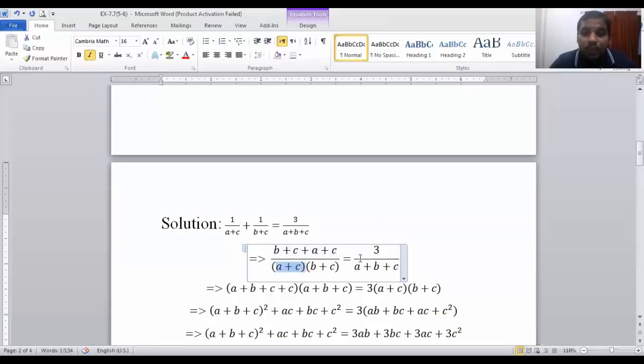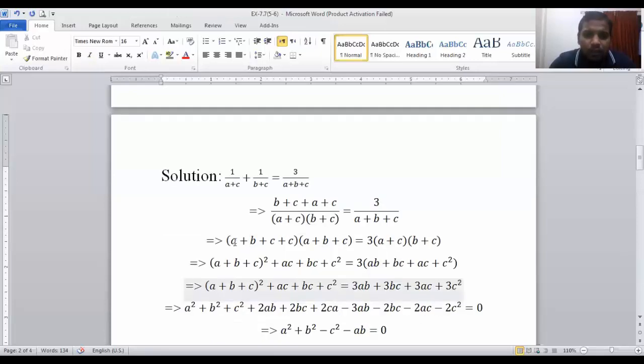So that means the right side is the same. We don't have to do anything on the right side. Here we write a plus b plus 2c, and just cross multiply with a plus b plus c. This cross multiplication, this one and this one. And 3 and (a plus c) and (b plus c), they are cross multiplied.